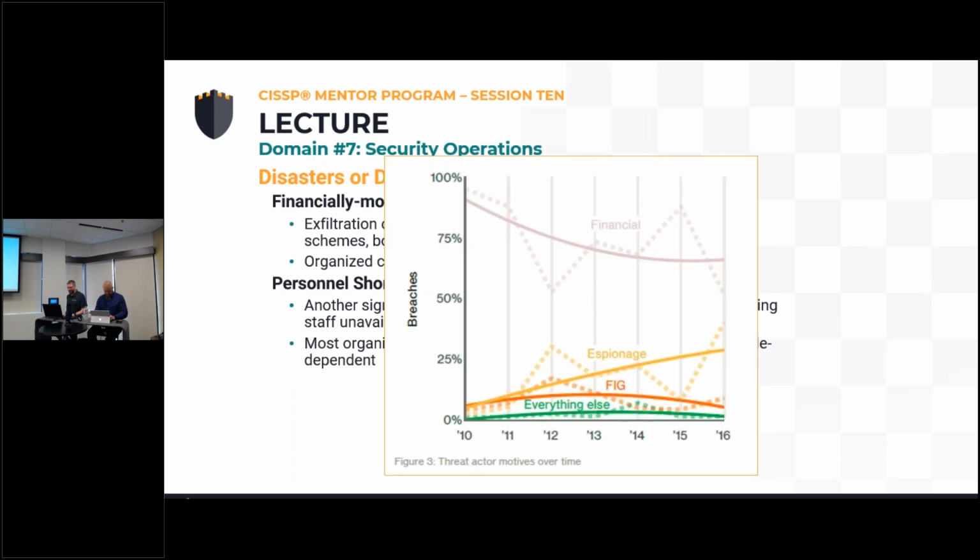All right, so personnel shortages. That is kind of the list of, over the last, from 2010 to 2016, what percentage of risk, or what was the motive over time. So financial kind of came down a little bit, espionage went way up, and everything else.